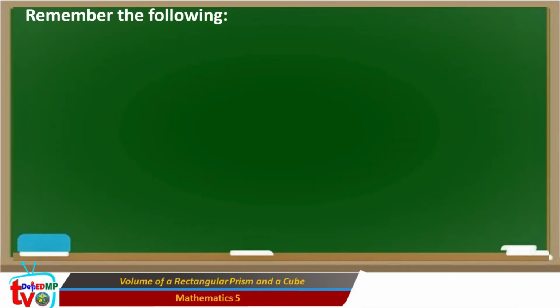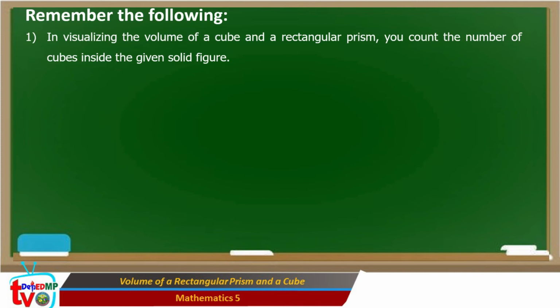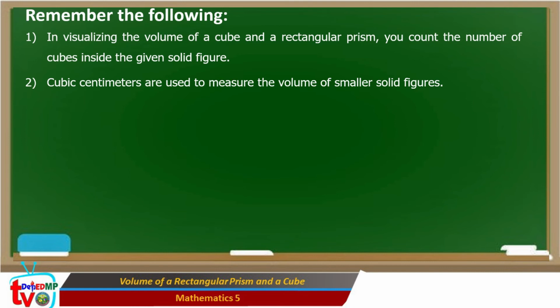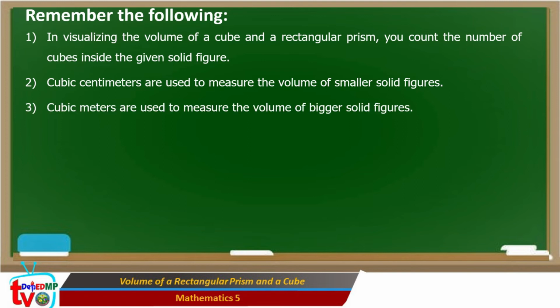Remember the following. 1. In visualizing the volume of a cube and a rectangular prism, you count the number of cubes inside a given solid figure. 2. Cubic centimeters are used to measure the volume of smaller solid figures. 3. Cubic meters are used to measure the volume of bigger solid figures.